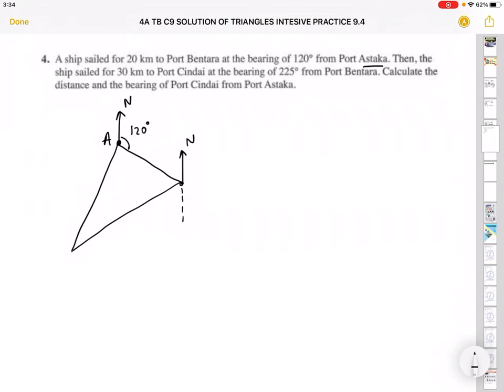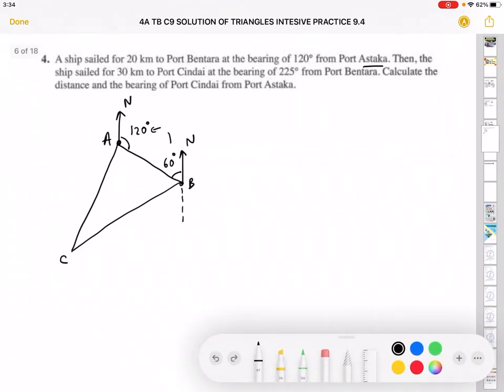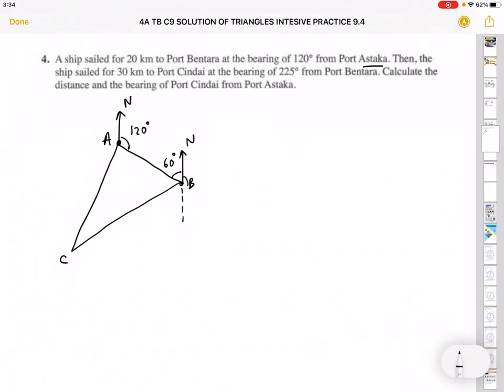This is Bentara. This is Port Chindai. Now, one thing we can do is we know that if both are north, these two angles added together must be 180. They are what we call interior angles. Total interior angle is 180. 180 minus 120, you get 60, right? Another thing is we know that since this is 225, this angle should be 45, and therefore the angle in between here should be 75. 180 minus 60 minus 45 is 75.